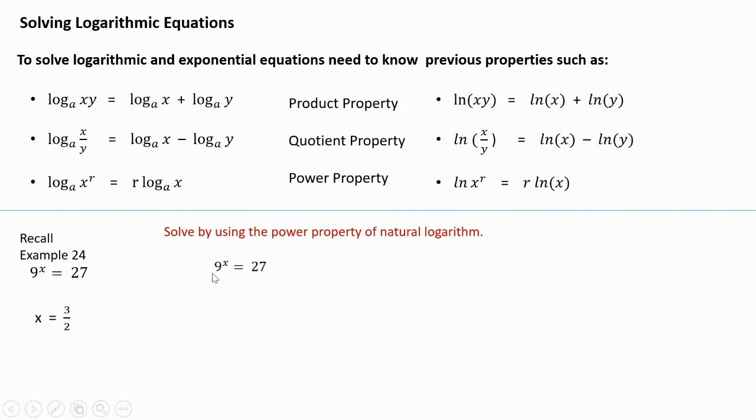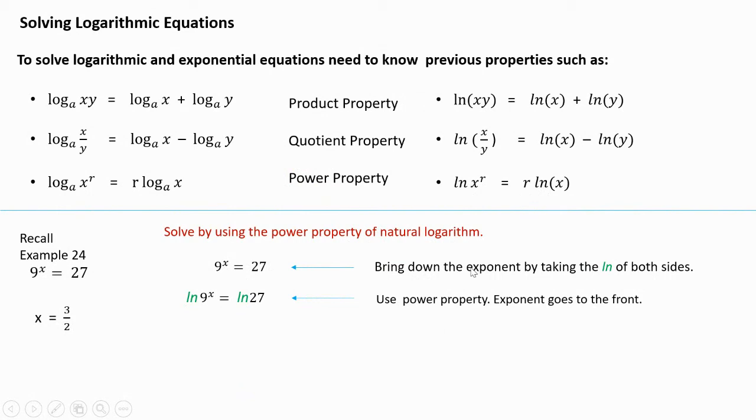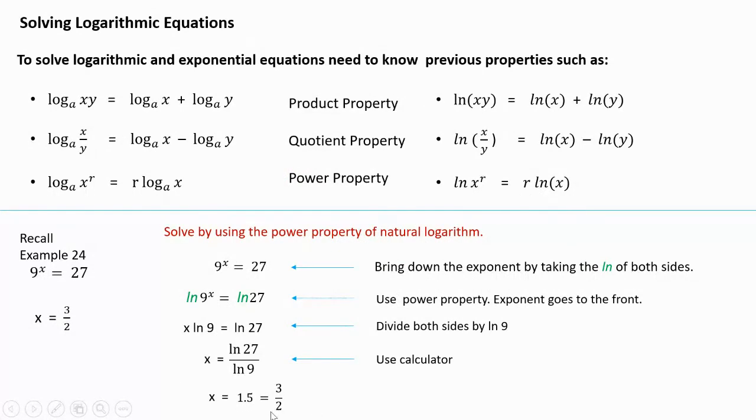So we're going to take the ln of both sides. We have to bring down the x, so we take the ln of both sides, which is this one here, the ln. So by rule, the exponent goes to the front like it did over here. Use the power property, which is this one here. The exponent goes to the front, so the x goes to the front. Then we divide both sides by the ln of 9. Use the calculator. And there's my answer. x equals 1.5 or 3 over 2.